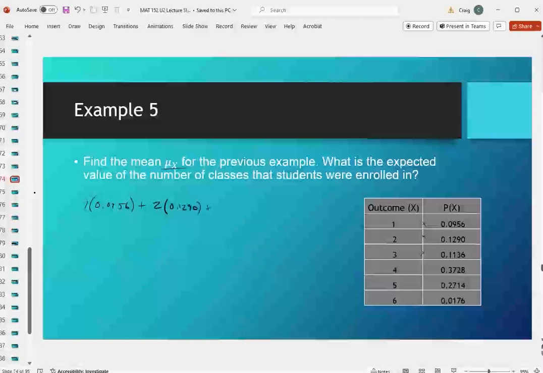I'm going to write all this out, you guys, but then I'm going to kind of skip to the answer because I've already got it written down. 4 times 0.3728. I've run out of space, plus 5 times 0.2714 plus 6 times 0.0176. Okay, and you would just add all of these terms up. Okay, the mean, the expected value of x, is just the sum of all of these particular values added together.